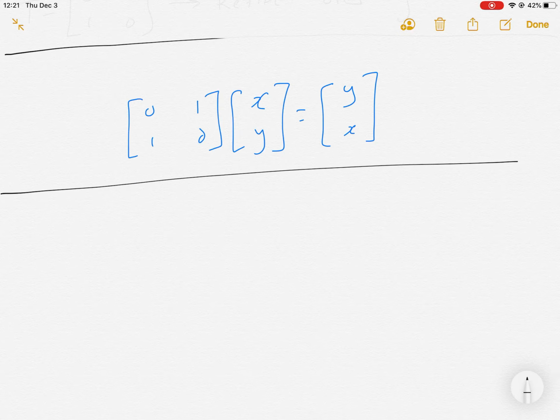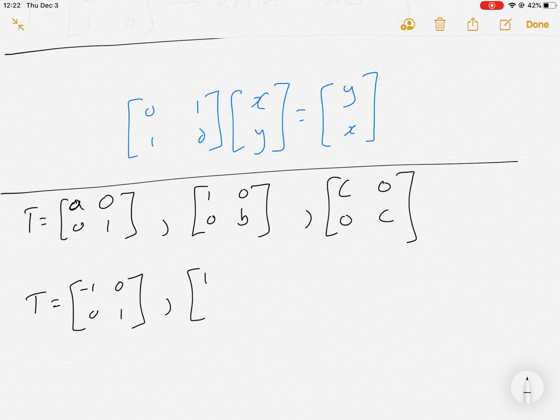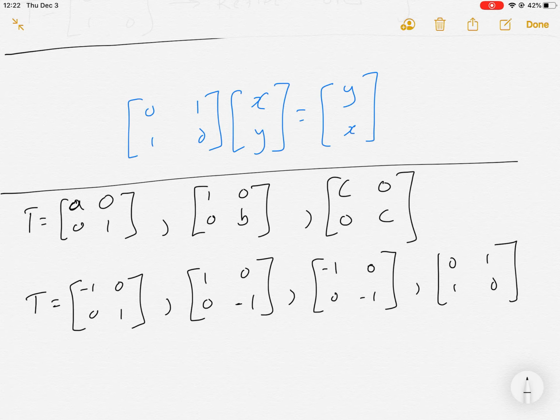Although if you do want to start a list of rules, you could start writing down the different matrices that we have. So we had A, 0, 0, 1. We had 1, 0, 0, B. And then C, 0, 0, C. And then for the reflections, we had the matrices negative 1, 0, 0, 1. 1, 0, 0, negative 1. And then the combination of those. Although this is starting to be a lot to remember, so what I would do if I was you is just kind of remember the main ones, the dilations, and remember that reflections are just kind of like dilations.